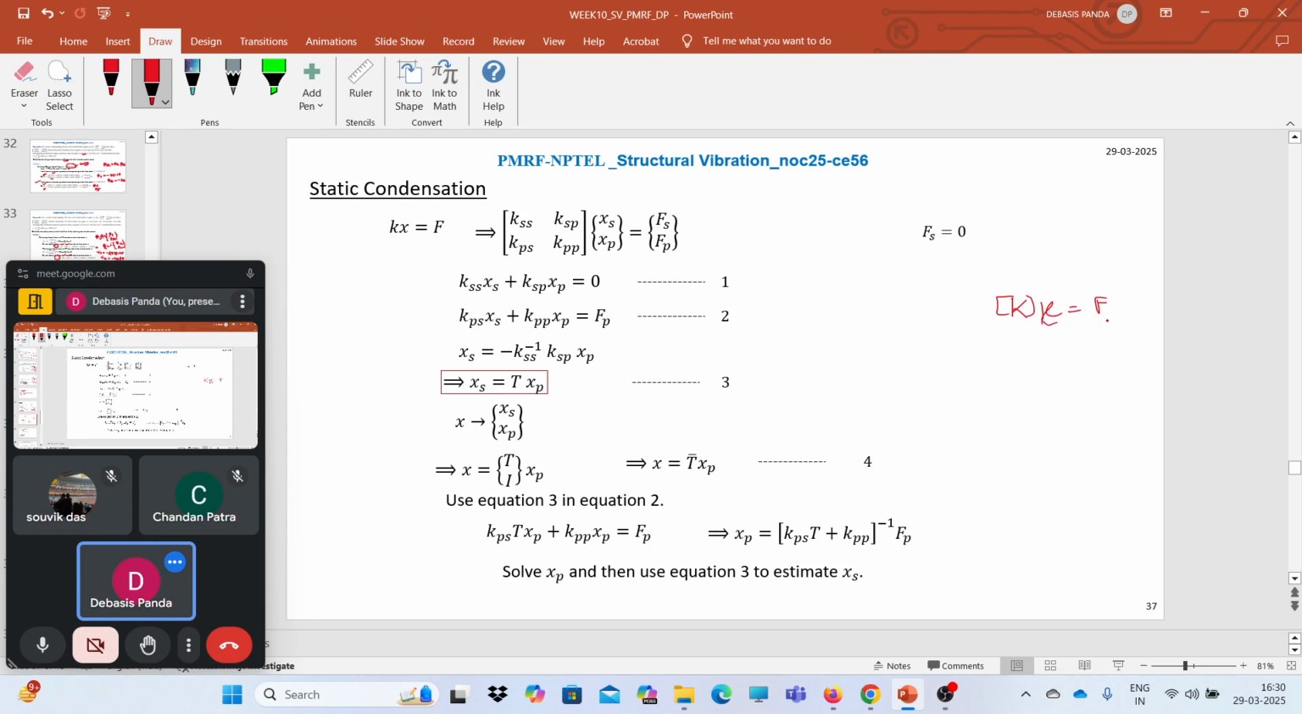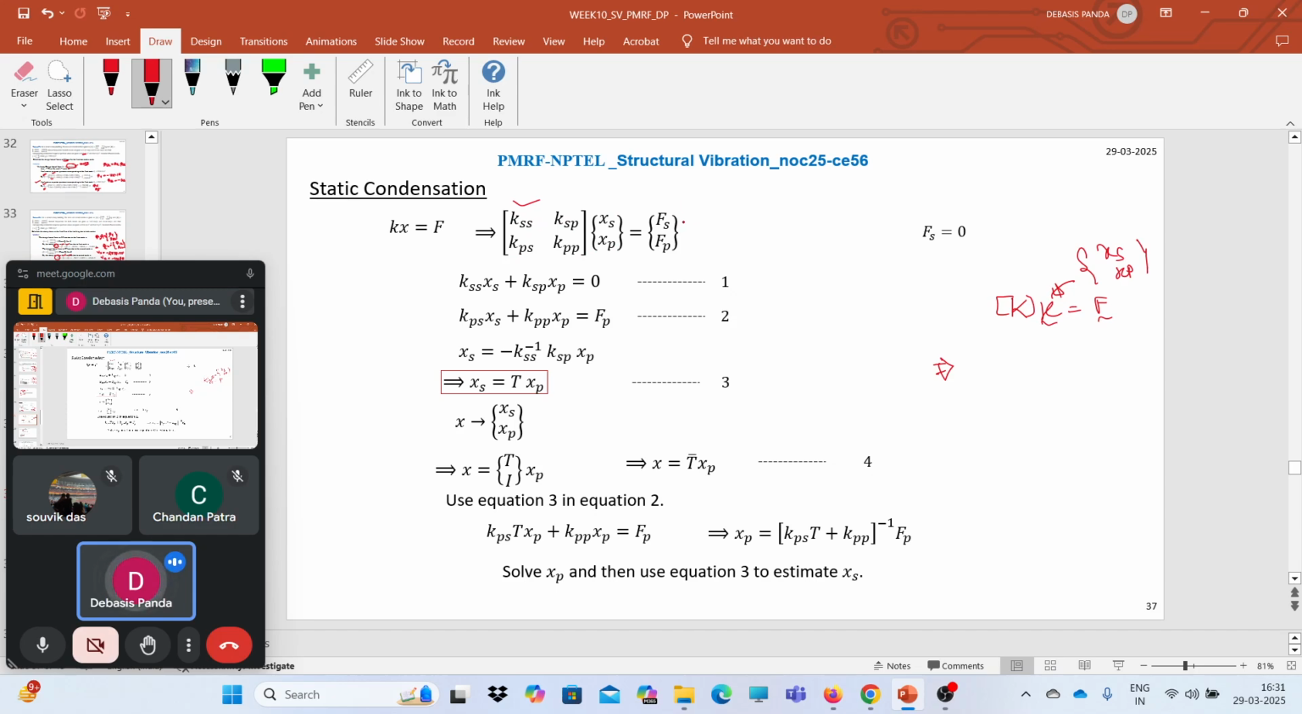Here we have separated this x as xs and xp, that means secondary coordinates and the primary. So simultaneously we need to separate out the K also. So here the K matrix is also broken into secondary and primary elements. So what will be the elements? KSS, KSP, KPS, KPP.